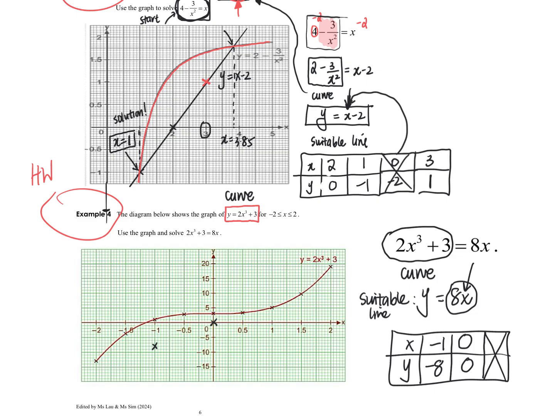Okay, and find the points of intersection. Okay, so one solution is here. x is 0.5. Another solution is here.